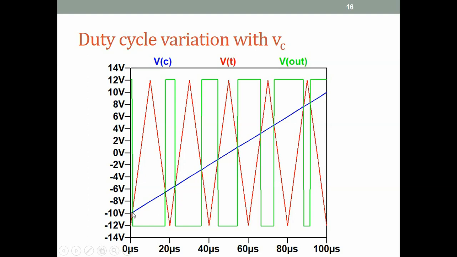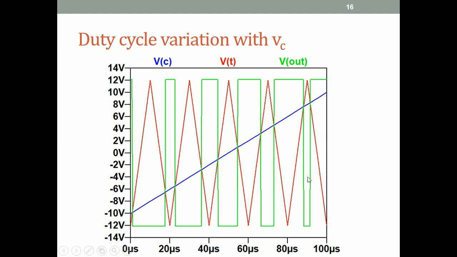Then at this point, VC becomes lower than VT, the triangle wave crosses VC and becomes higher, so the output goes low. When the triangle wave goes up and down till this time, the output stays low. At this point again, the triangle wave is going lower than VC, so the output goes high. It stays high for a short time, and then again the triangle wave goes down and comes up, and the output goes low, and it keeps doing this.